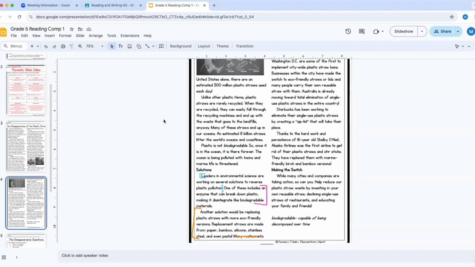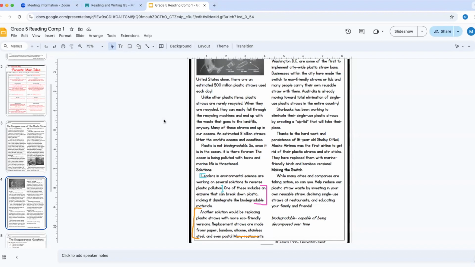Ruby, could you just share yours with everybody for a second while we're waiting? Ruby, are you there? Ruby, can you share yours with everybody? And Wallace, can you share yours with everybody? Yeah, Shishi, that's better. There you go. Shishi, can you share yours too? There's Wallace's. Some idea: leaders in environmental science are thinking about an enzyme that can break it down and replacing with eco-friendly versions. Very good.